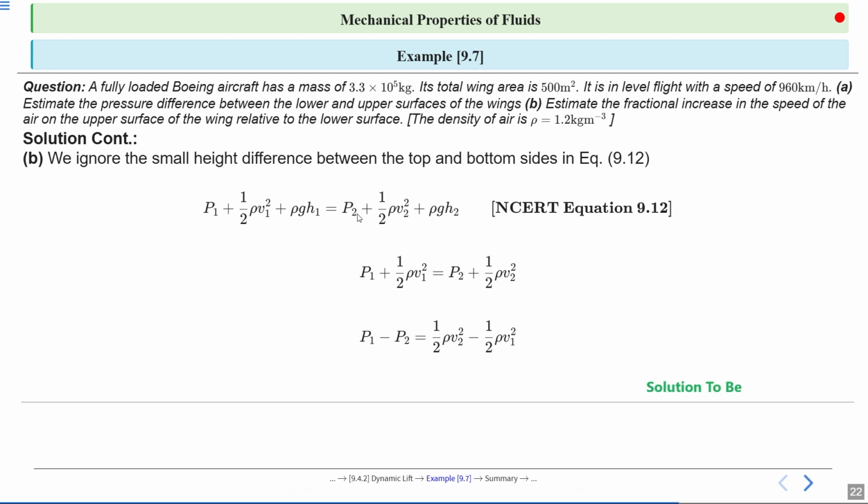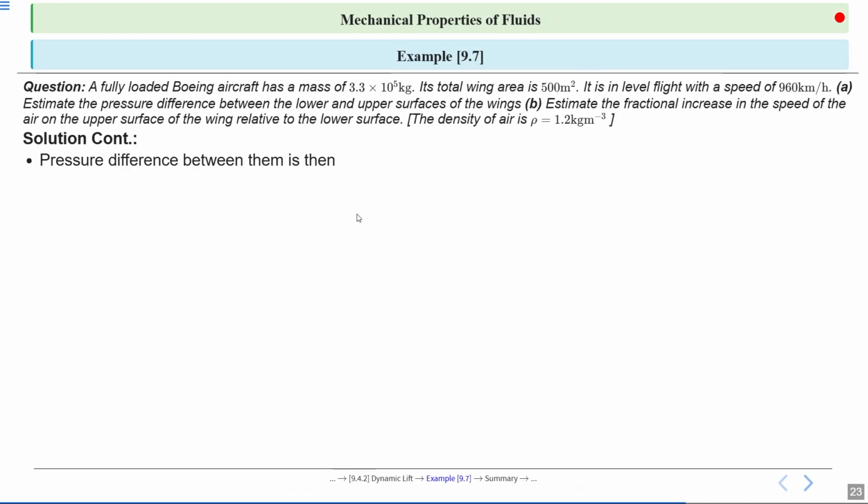Alright. Now let's focus on the pressure difference. The pressure difference between the upper and lower surfaces of the wing is what generates lift, allowing the plane to stay in the air. So P1 minus P2 is equal to 1/2 rho V2 square minus 1/2 rho V1 square. So delta P, P1 minus P2, is the change in pressure. So delta P is equal to rho by 2 times (V2 square minus V1 square). This makes it clear that the pressure difference depends on how much faster the air moves over the top of the wing compared to underneath.